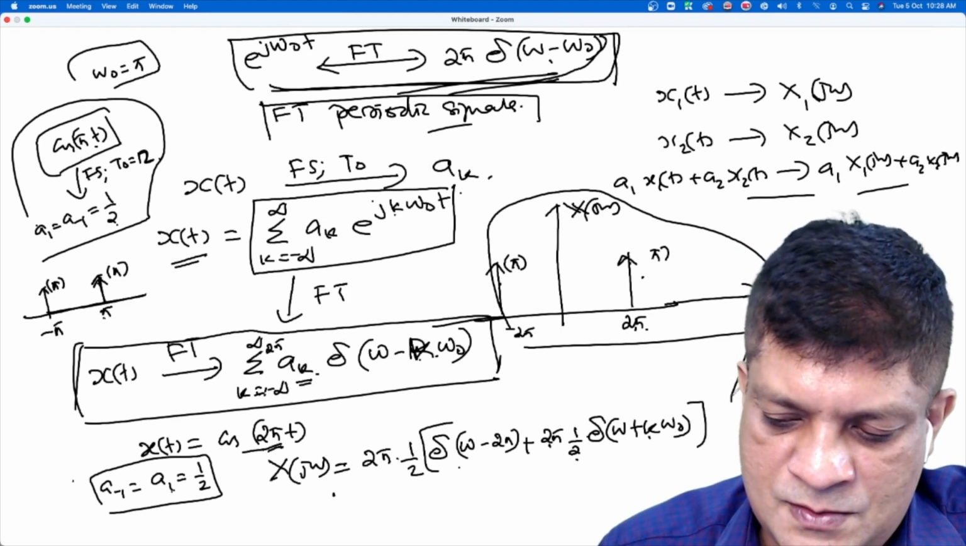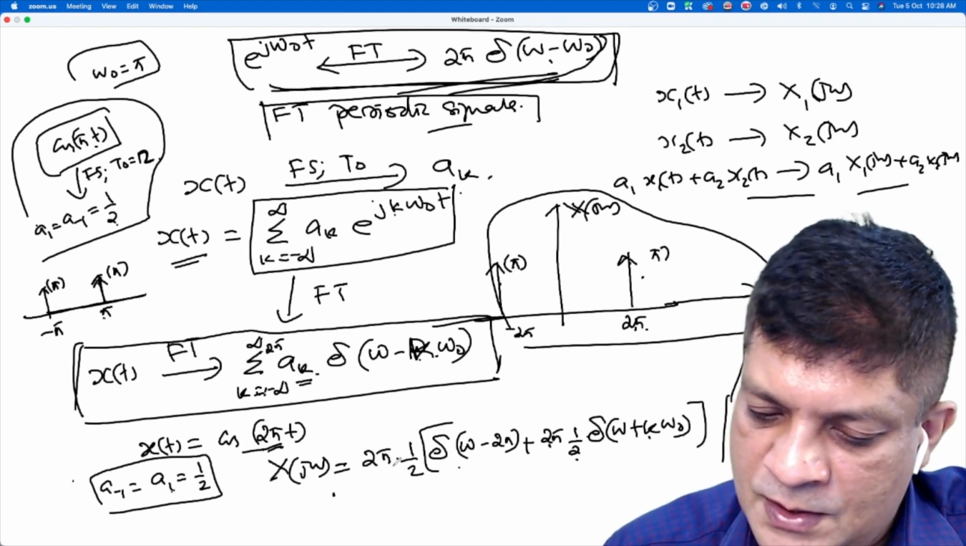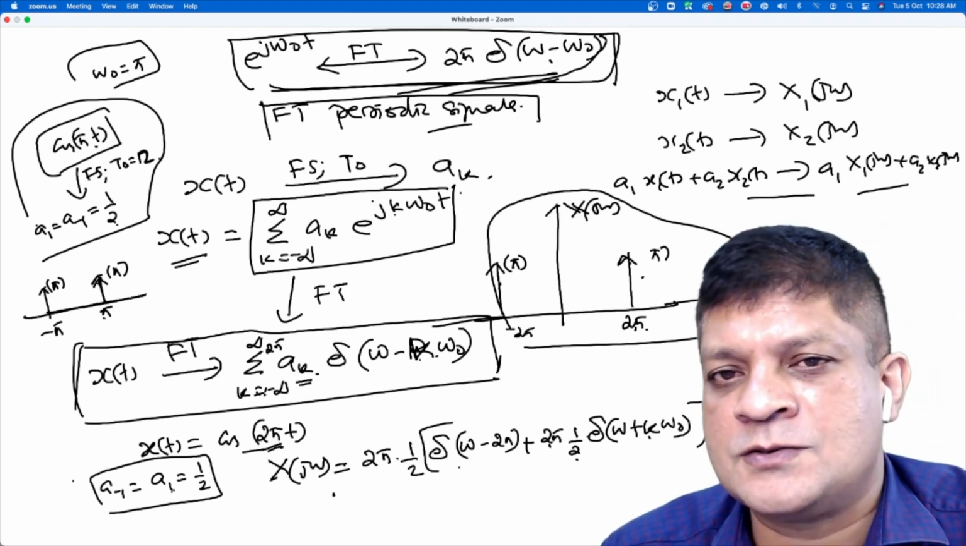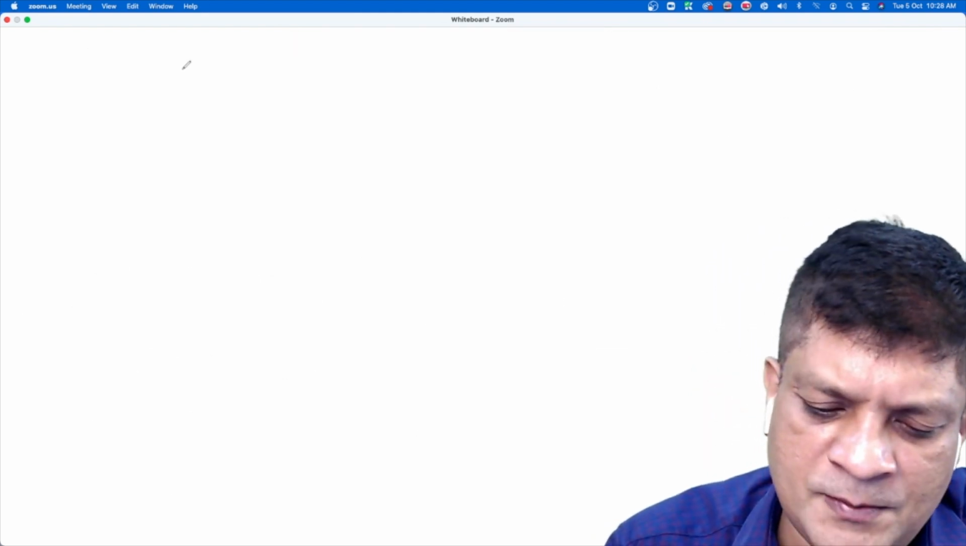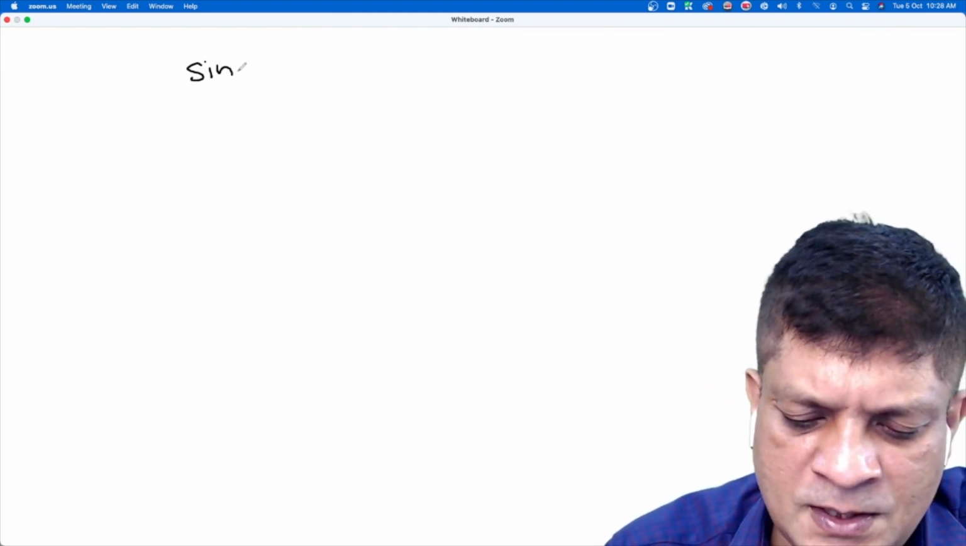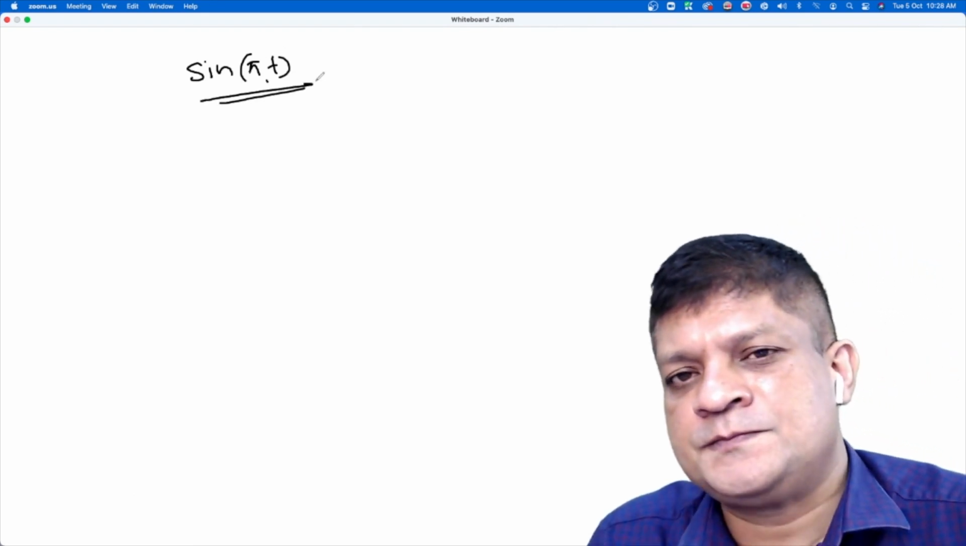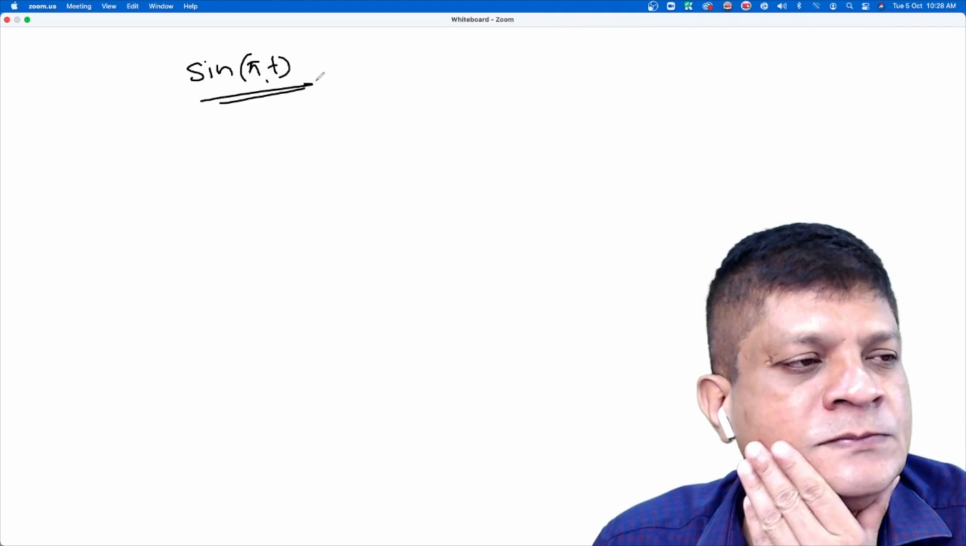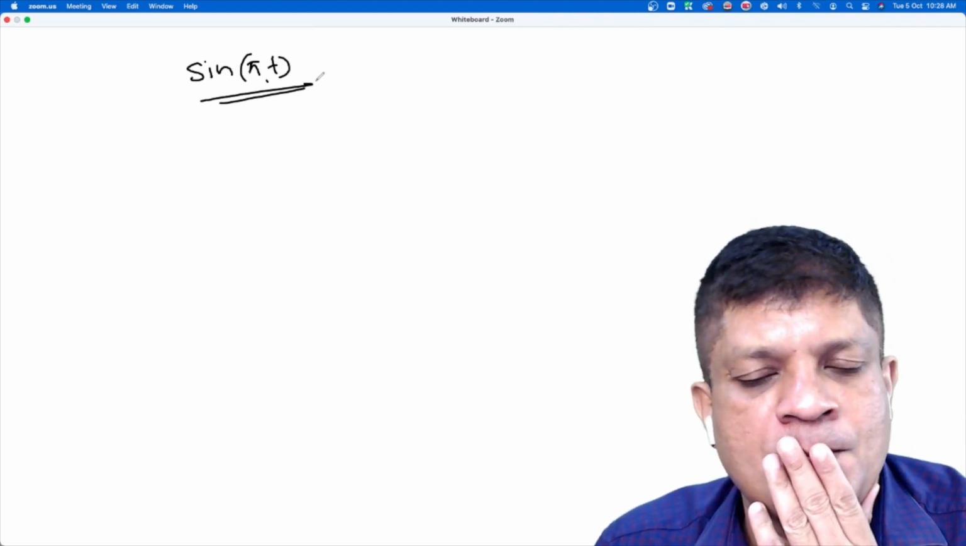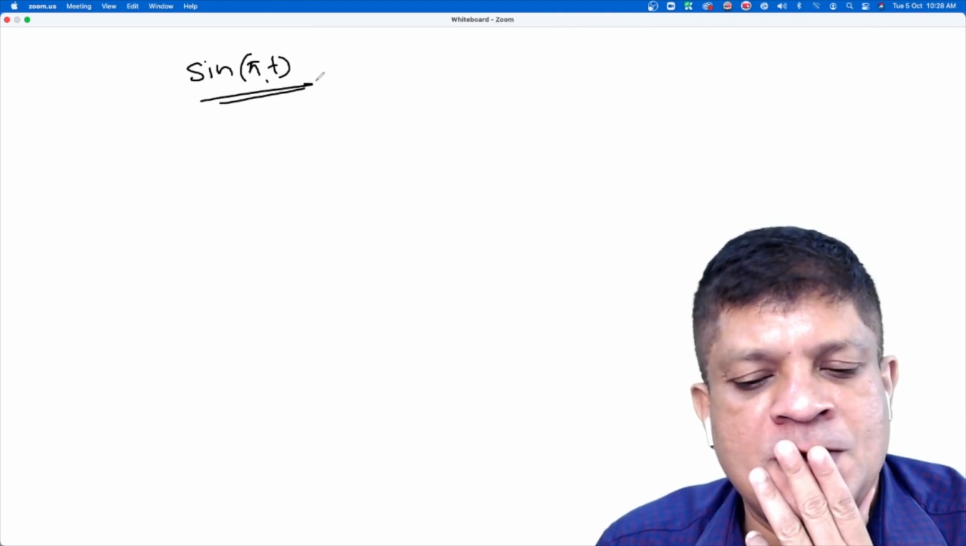So that is about the Fourier transform of periodic signals. Now tell me what about sin pi t? What is the spectrum? Tell me the expression.